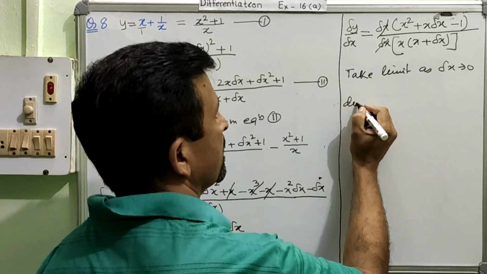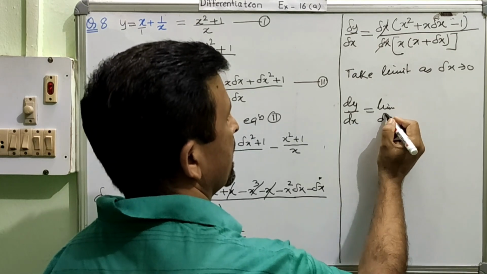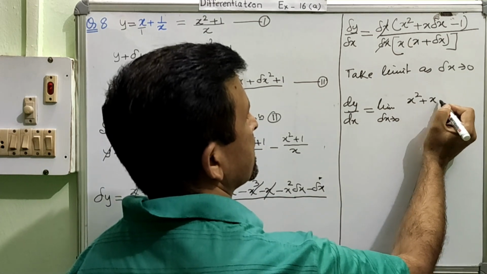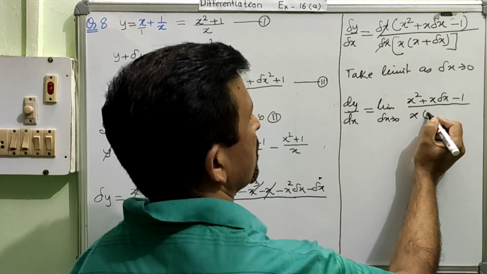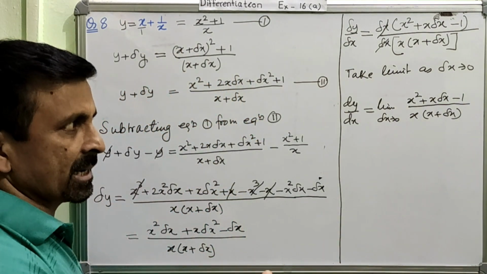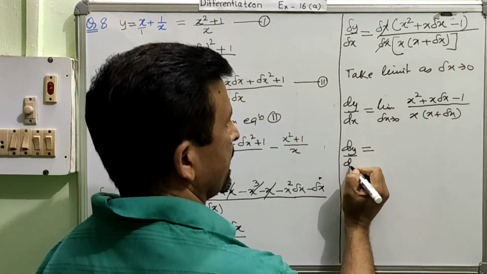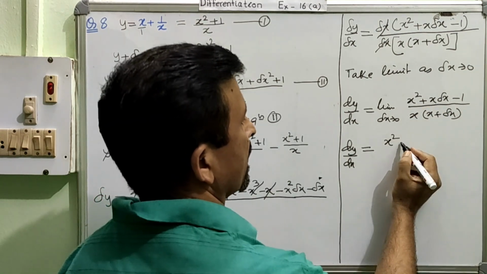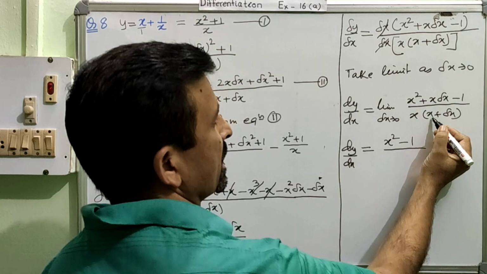So the left side will become dy by dx. On the right hand side, the limit as delta x tends to 0 of x square plus x delta x minus 1 over x into x plus delta x. Now we are going to take the limit, so wherever we find x delta x, that delta x will become 0. So here the final answer will be dy by dx is equal to, now this will be x square, this term will become 0 and then we are left with -1 in the numerator. This part will become 0, so you are left with only this x and then this x in the denominator.